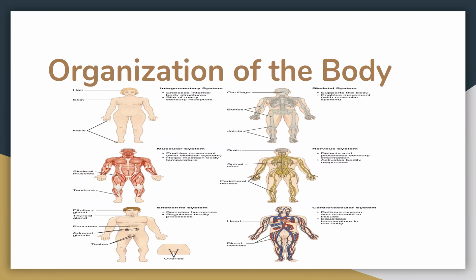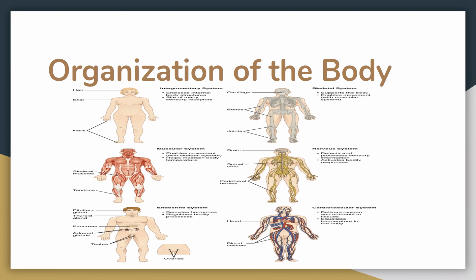So here, for example, are different systems in the body. So we have the integumentary system, which is your skin. Beneath that, you have the muscular system, which is made up of all of your muscles in your body. Under that, you have the endocrine system, which regulates your different hormones in your body. Then on the top right, you have the skeletal system. Obviously, that supports your body and protects your organs.